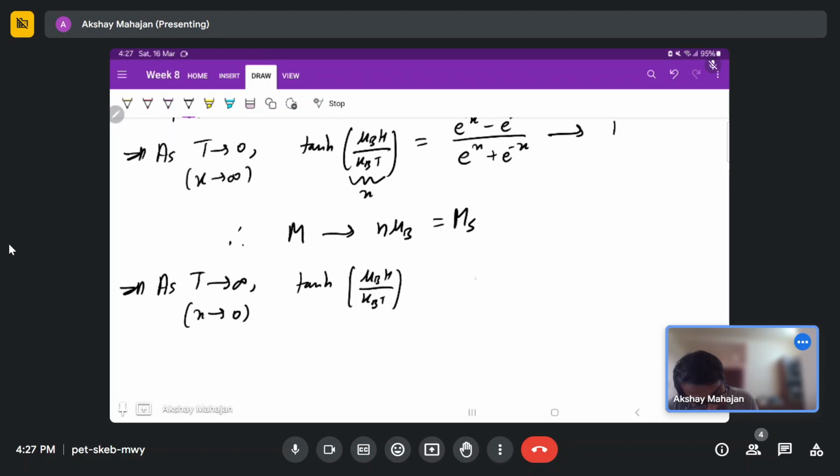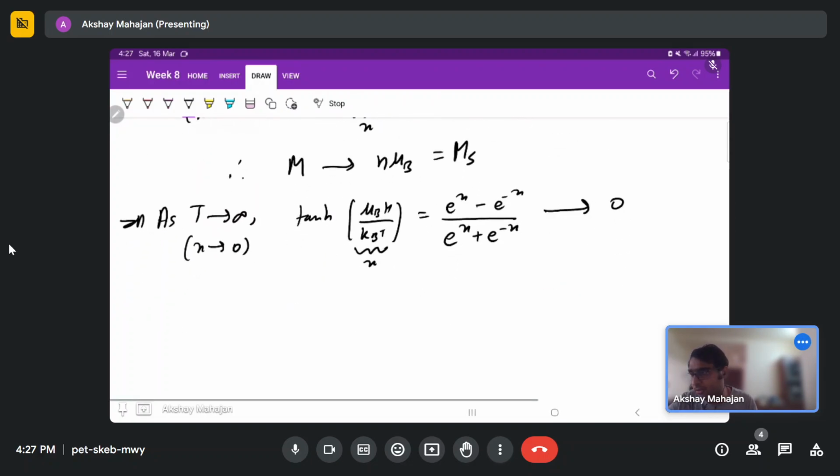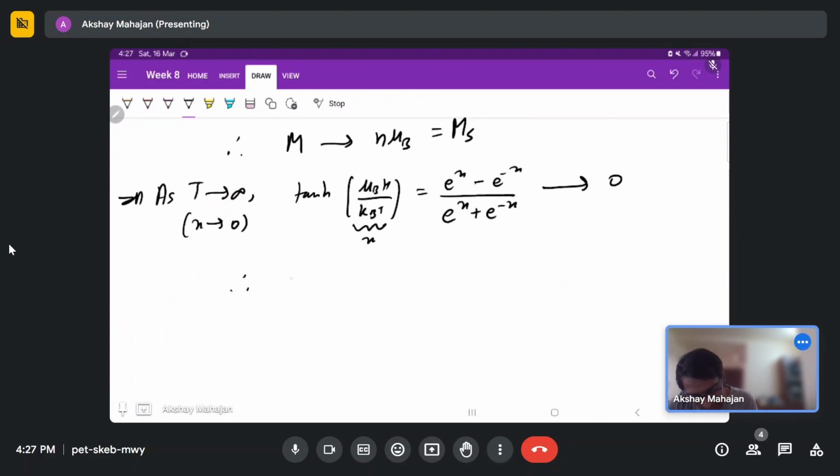The definition is (e to the power x minus e to the power minus x) divided by (e to the power x plus e to the power minus x). So x will tend towards 0. If x tends towards 0, e to the power 0 will tend towards 1. So it will be 1 minus 1, 0. So this will tend towards 0. Therefore, your net total magnetization will tend towards 0.